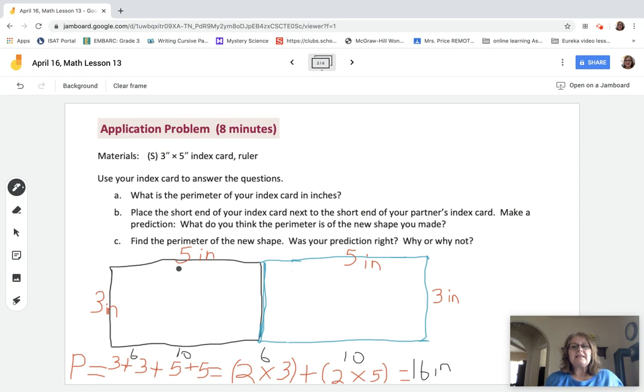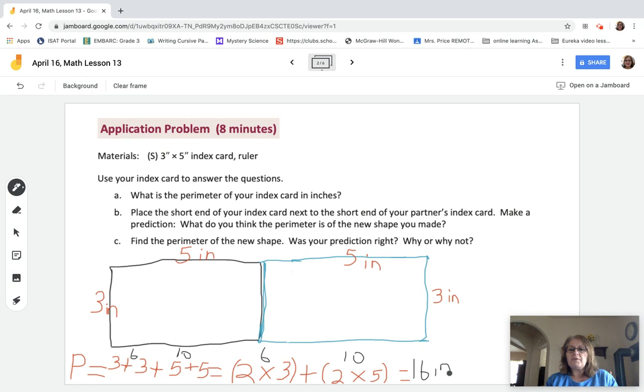The next thing it says is place the short end of your index card next to the short end of your partner's index card. That's what I've done here. I've placed two index cards together end to end. Now make a prediction. What do you think the perimeter of the new shape might be? Then we're going to find the perimeter of the new shape and figure out if our prediction was right, and why or why not.